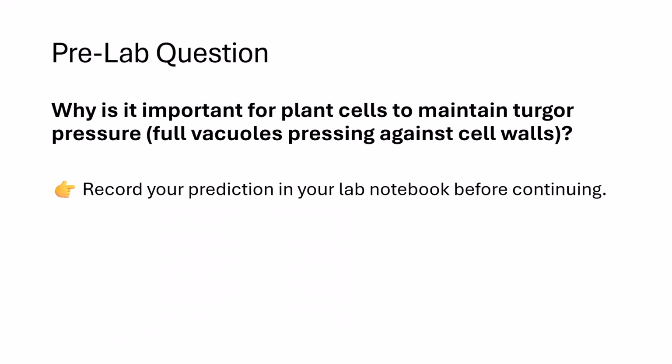Before we begin the osmosis portion of the lab, take a moment to think about this question. Turgid pressure is created when water fills the central vacuole and pushes outward against the cell wall. This pressure plays an important role in the structure and function of plant cells. Based on what you already know about plant cells and their role in supporting the plant, why do you think maintaining this pressure is important? Write your prediction in your lab notebook. There is no single correct answer at this stage. What matters is your reasoning. As you move through the activity and observe changes in the cells, you'll come back to this question and refine your understanding. Go ahead and pause this video.